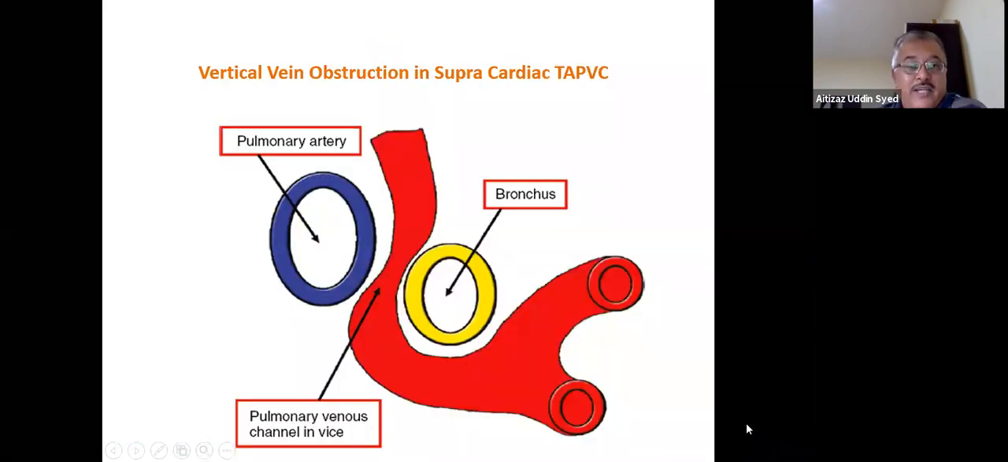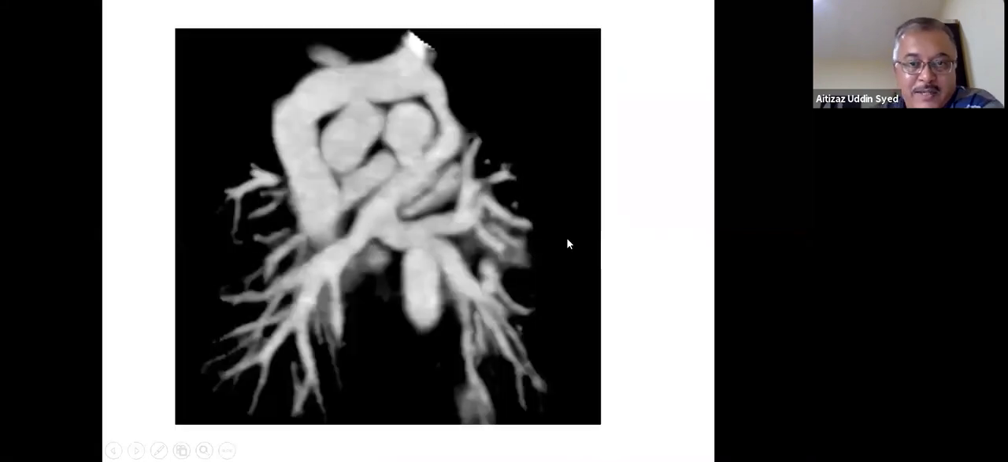A cartoon will show it like that: the pulmonary artery, there's a bronchus, and the vertical vein going up is being compressed between the two. But this angiogram, I think the CT angio shows it very nicely. The veins from the left side, the veins from the right side, they join this confluence, and this is the ascending vein. This is the pulmonary vein, and the bronchus is somewhere here outside. And as this is going to grow bigger, it's going to keep on compressing it and causing more and more pulmonary venous obstruction and hypertension.